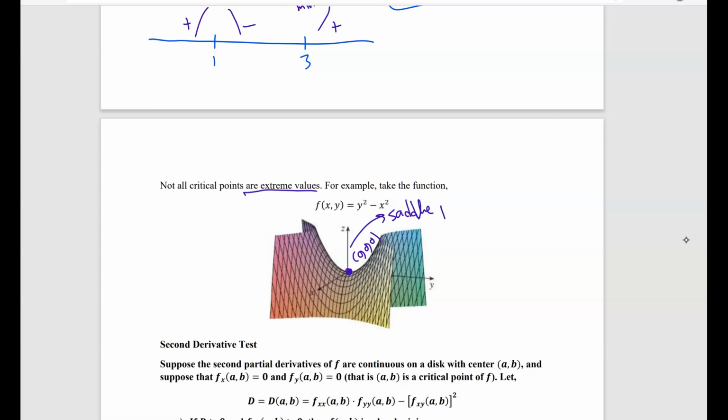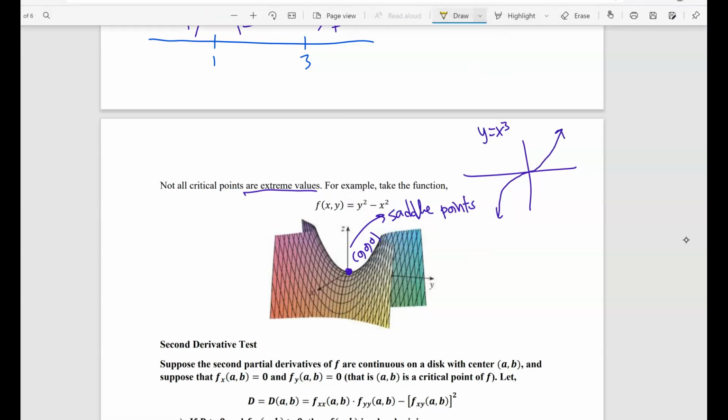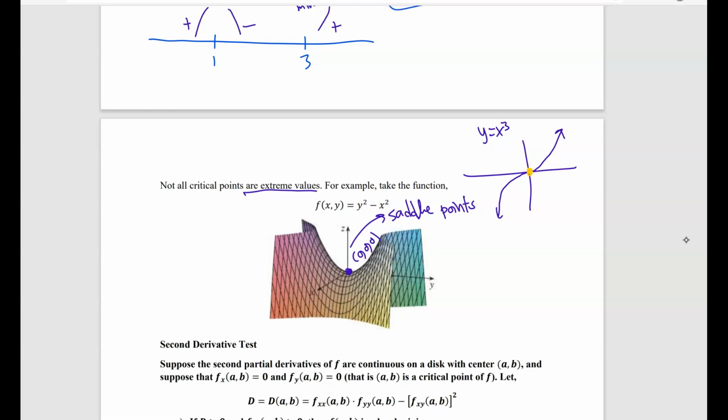Maybe you have seen this in Calc 1, but we did encounter some saddle points. For example, y equals x cubed. If we were to look at the graph, we would get a critical number at x equals 0. But you can see here that this one is neither a maximum nor a minimum. It's actually a saddle point. We did look at those types of problems, and you also have other problems where you can take the derivative and they look like this. Here you also have a saddle point that looks like a maximum here and a minimum up here.